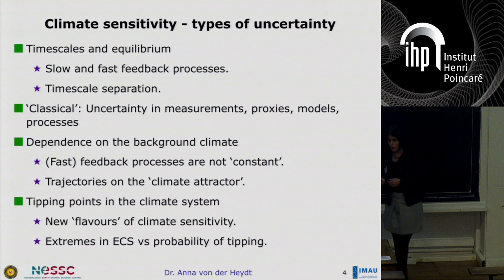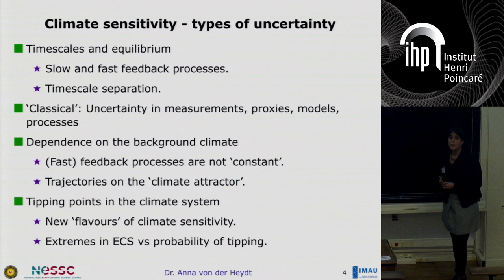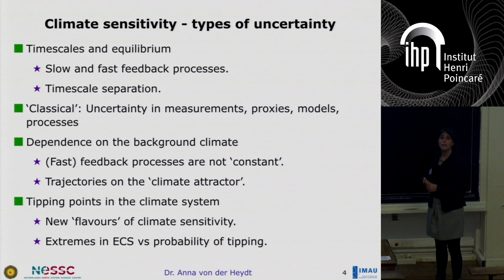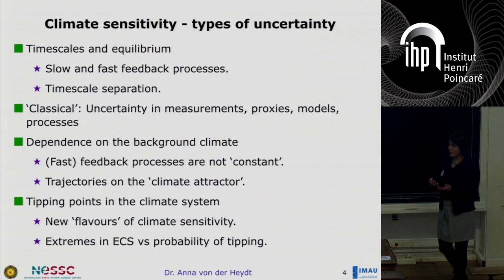So why is it so uncertain? It sounds relatively simple. If we want to go deeper into why it is so uncertain, we have to look into what the equilibrium means and what timescales we are talking about. We will see that there are slow and fast processes in the climate system that can feed back. So it's an important problem to look at which timescales we are considering.